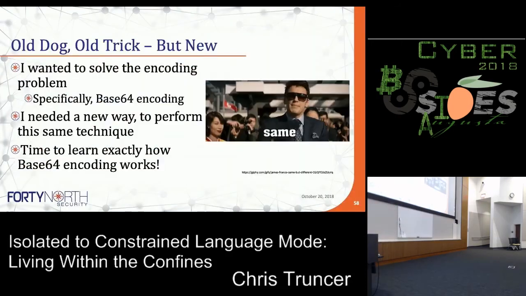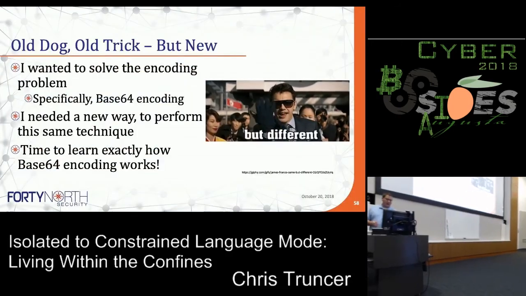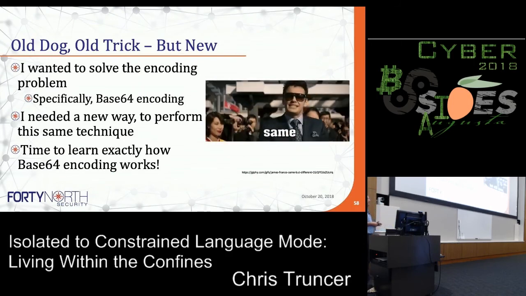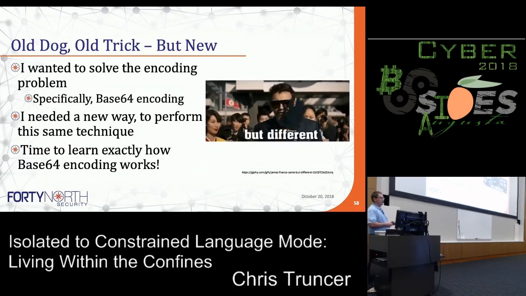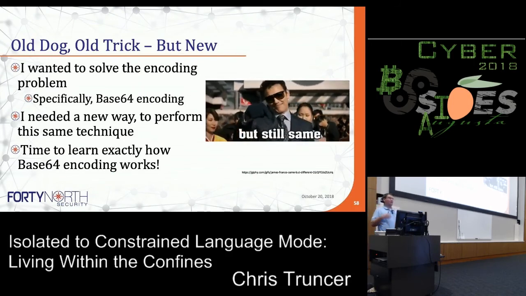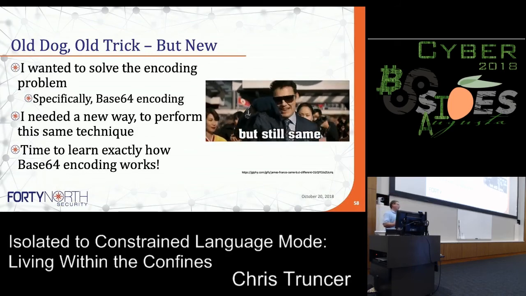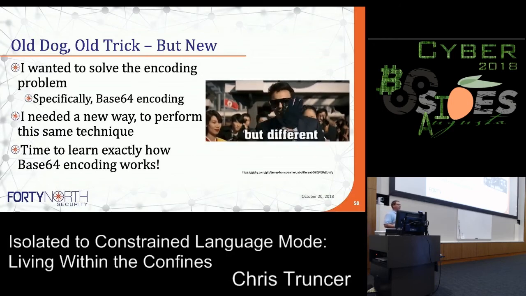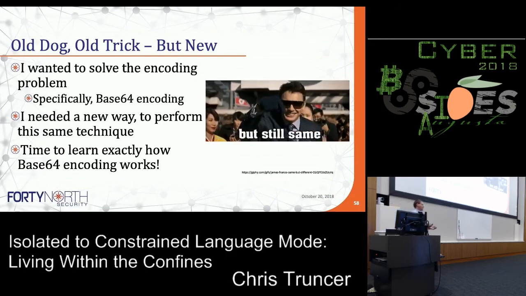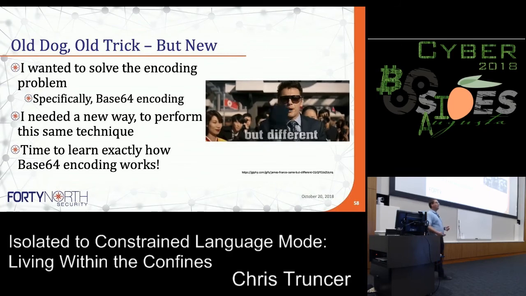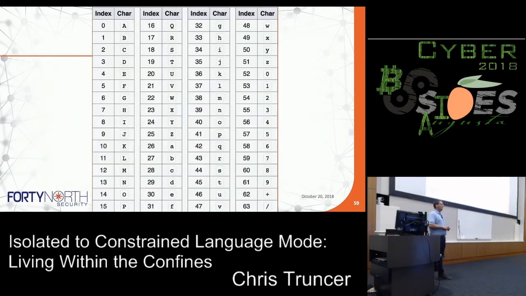Next thing, old dog, new trick. I wanted to try to solve the base 64 encoding problem specifically. But obviously it doesn't work at all in constrained language mode. So I needed to figure out where the restriction in constrained language mode is and what's preventing it from happening. This is where I decided to figure out how base 64 encoding actually works. So does anyone here know how base 64 encoding works? Awesome. If you want to grab something, you can go ahead. We're all going to learn right here.